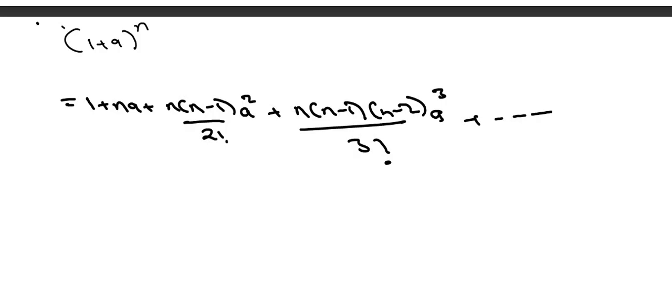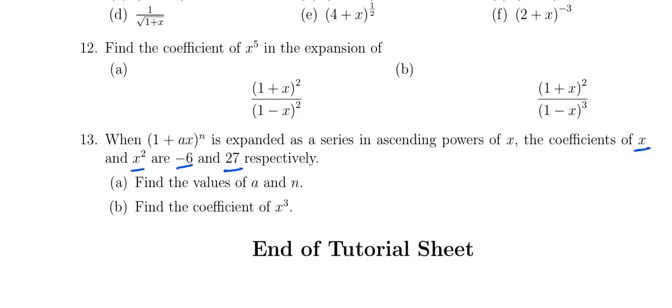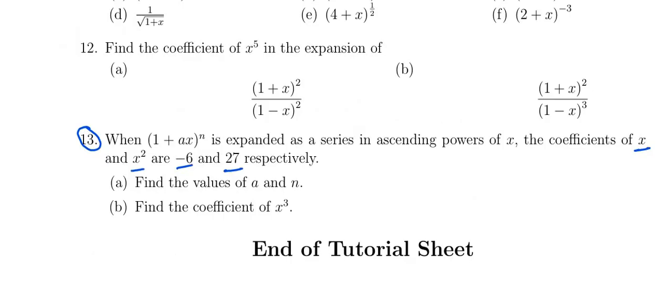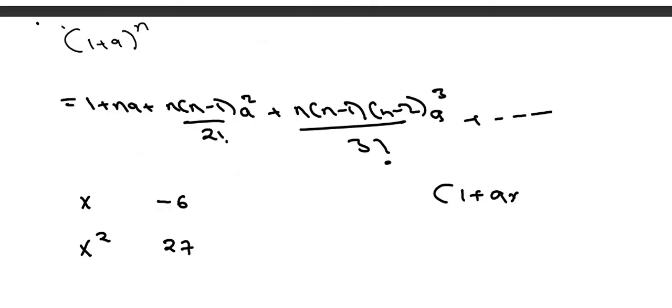So Omar, you are the one who's asked this question here, the last one, number 13, that we are starting with. You remember this, you've looked at this before, right? We are told to say what's in front of x is negative 6, and what's in front of x squared is a 27, and our question is simply 1 plus what? There is a 1 plus ax to the power n.